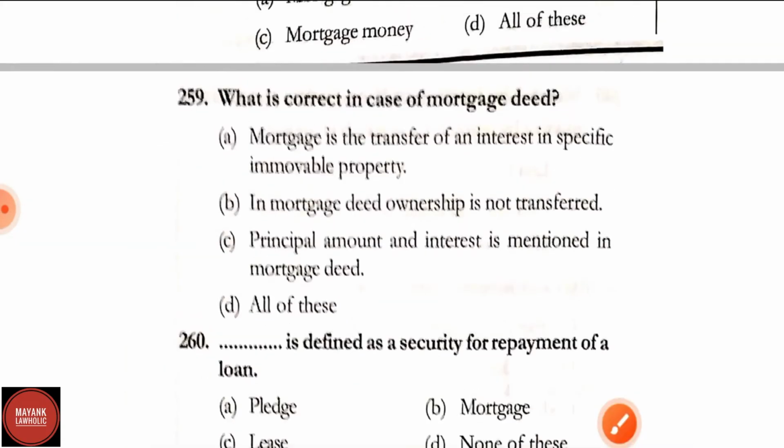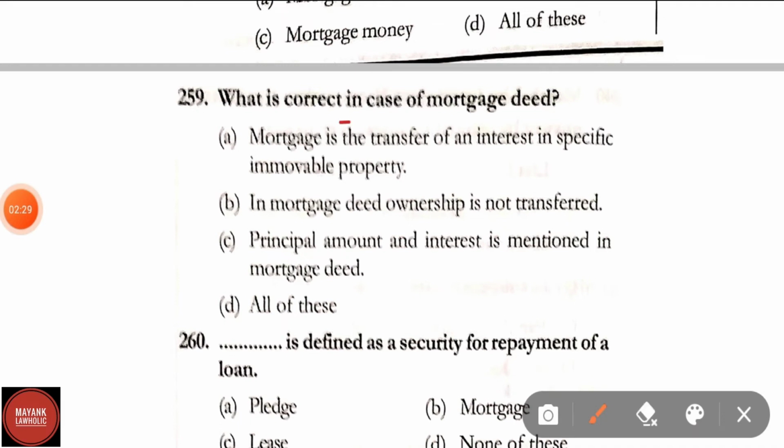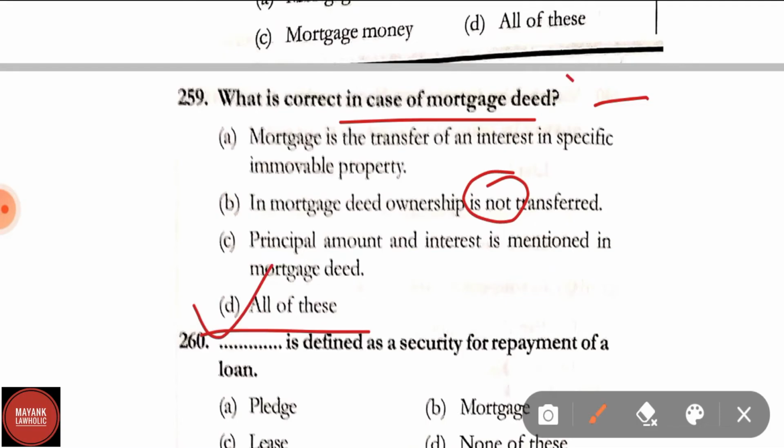Question number 259. What is correct in case of mortgage deed? Options are mortgage is the transfer of an interest in a specific immovable property. In mortgage deed, ownership is not transferred. Principal amount and interest is mentioned in mortgage deed, all of these. Here correct answer is option D, that is all of these.